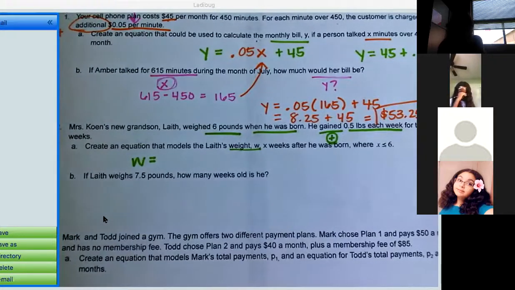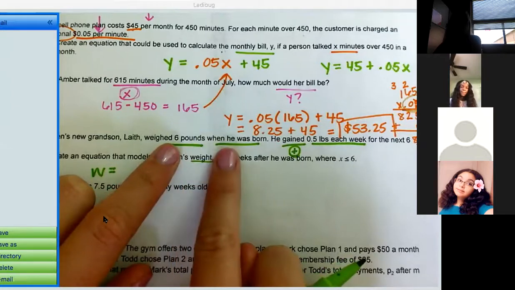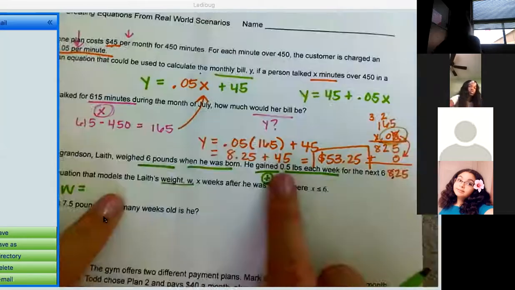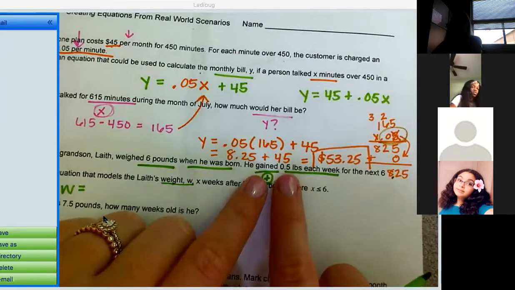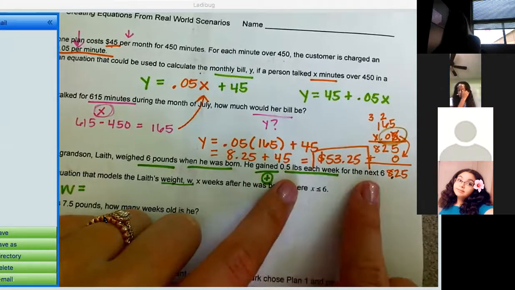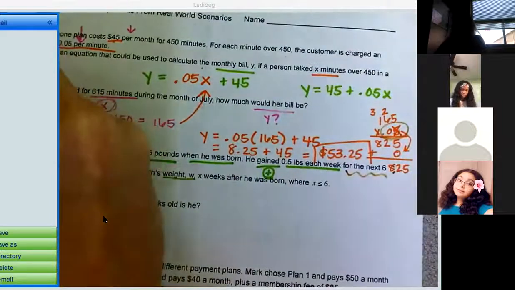And now let's go look back at our problem, okay? The 6 pounds is how much he started off with, right? So when he came out his mama's womb, he was 6 pounds to start off with. He's gaining 0.5 pounds each week. So every single week, he's gaining 0.5 pounds. Now, this part right here, this back part, for the next 6 weeks.